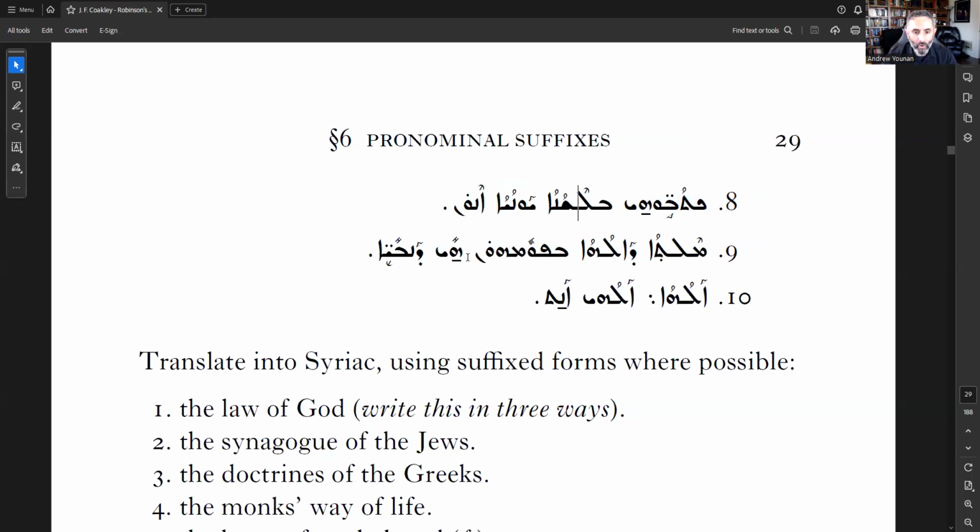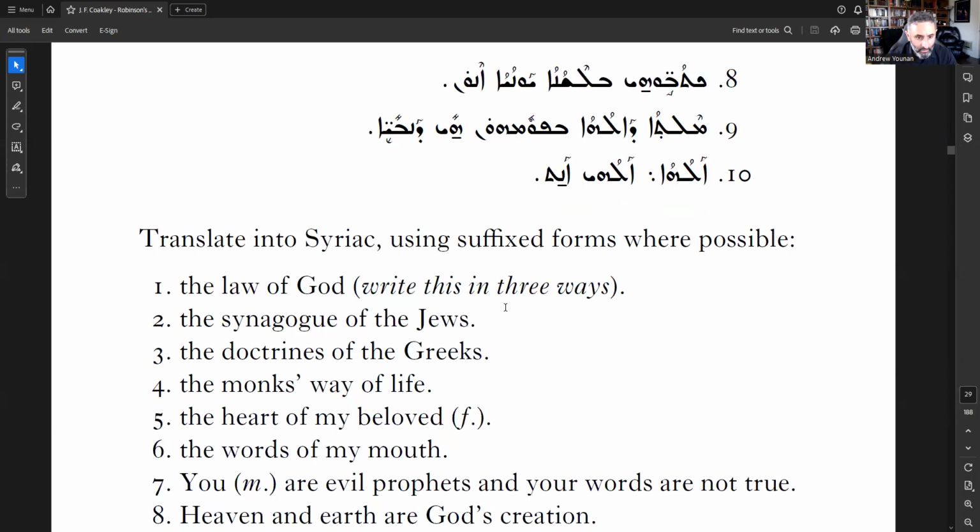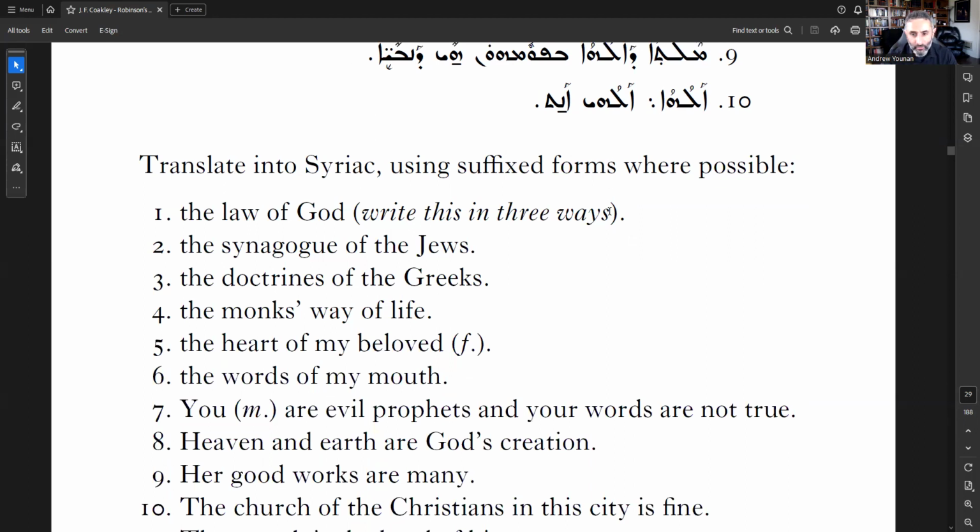Milthad alaha pumhoni denwiye. Alaha alahat or alahiat. Translated in Syriac using suffix forms where possible.